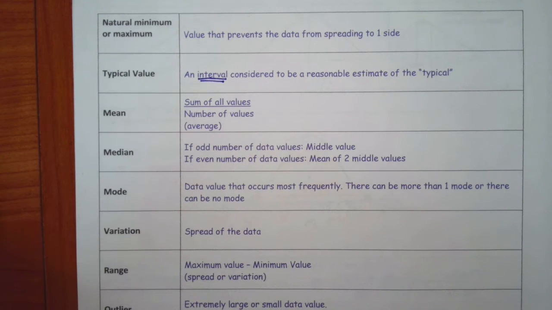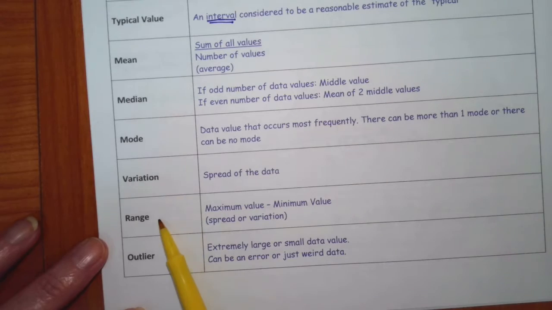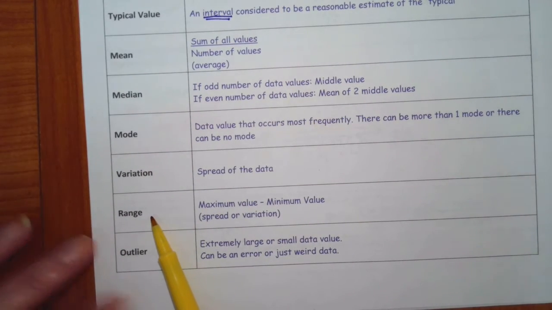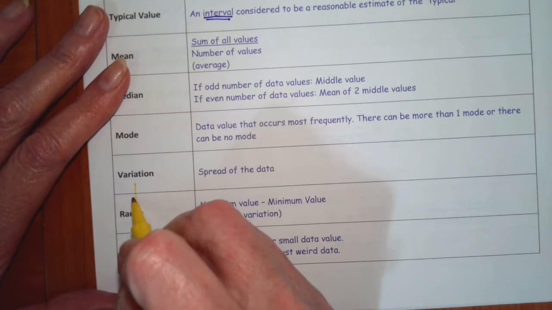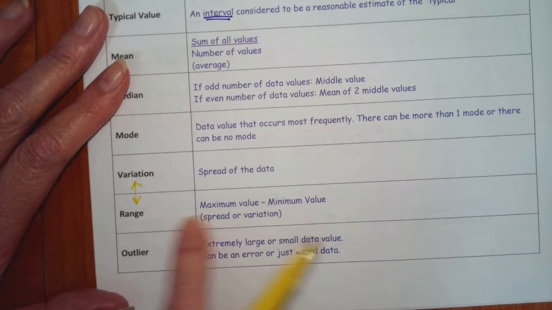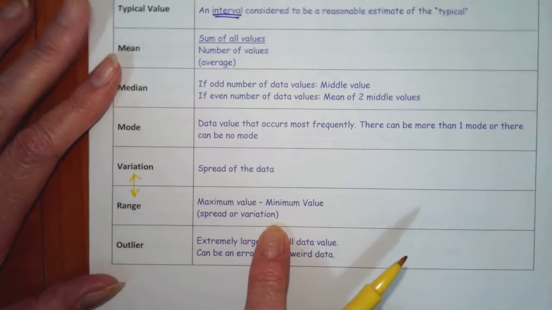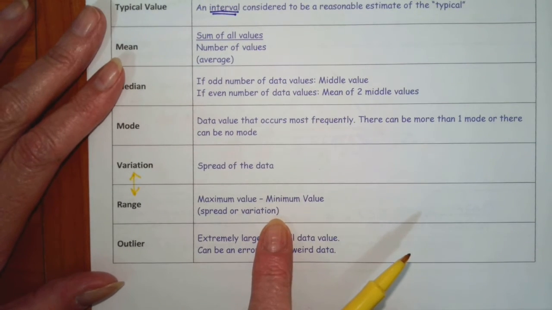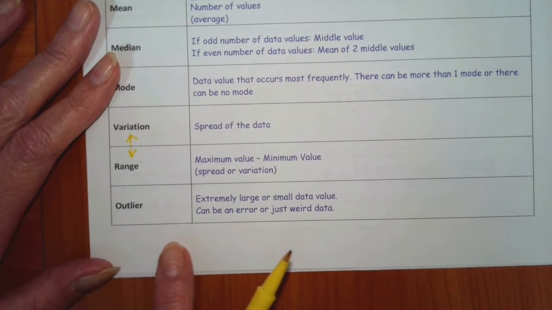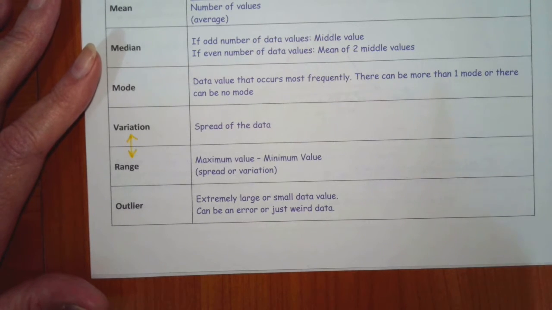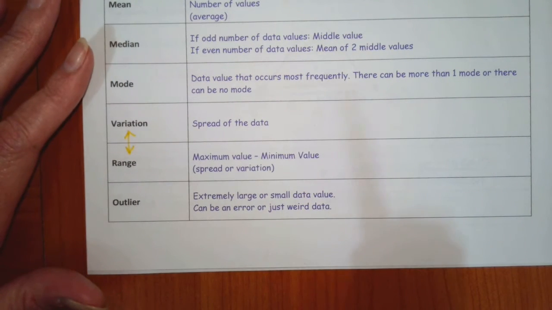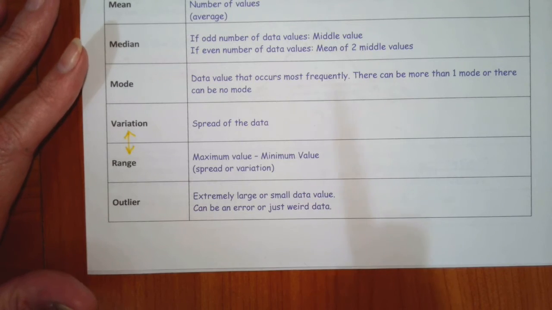Variation is the spread of the values. Variation and range all go together. Okay, these two are definitely connected. Your range is the maximum minus the minimum, which is also the spread or the variation. These are all the same thing. And then an outlier is either an extremely large or small value that can either be an error or just weird data.